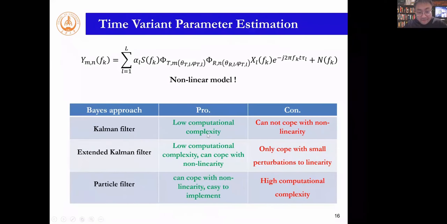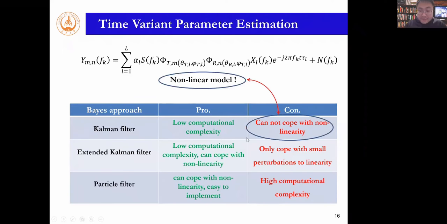Like for the Kalman filter, it's very simple, right? Low complexity, but it can only cope with the linear model, because as you can see in the equation, we have a highly non-linear model. So the KF is normally not a good candidate for this. And of course, EKF is designed for nonlinear models, but only copes with small perturbations or nonlinearity. So it means if we have very closely spaced paths, we may have trouble separating these paths by EKF. As for the third one, the particle filter can cope with nonlinearity and is easy to deploy, but the complexity is also very high.